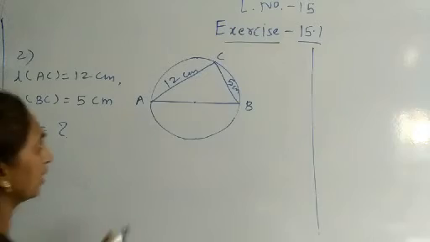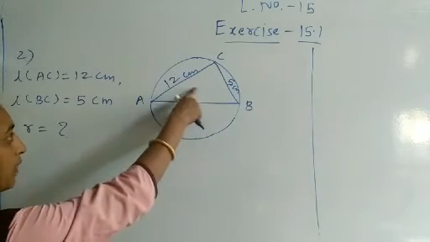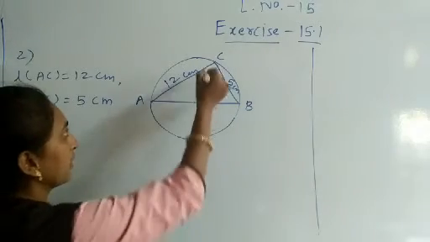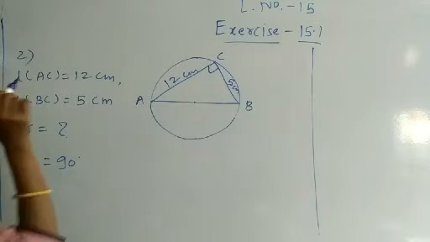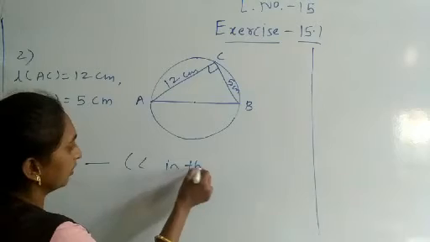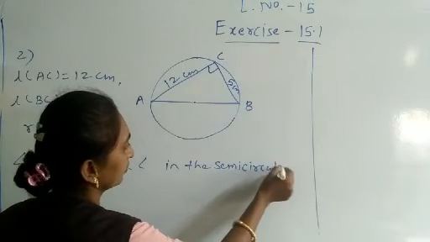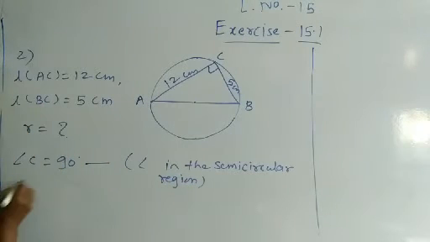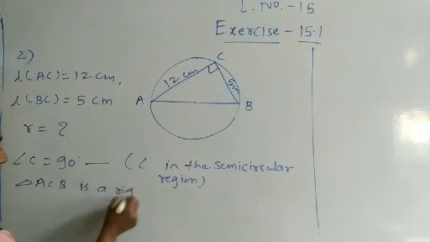Now look at this figure. Angle C is in a semicircular region, because diameter AB divides the circle into two equal parts. Each part is said to be a semicircle. So the angle in a semicircle is always what? 90 degrees. So we write here the angle in the semicircular region. And now you get triangle ACB is a right-angled triangle.